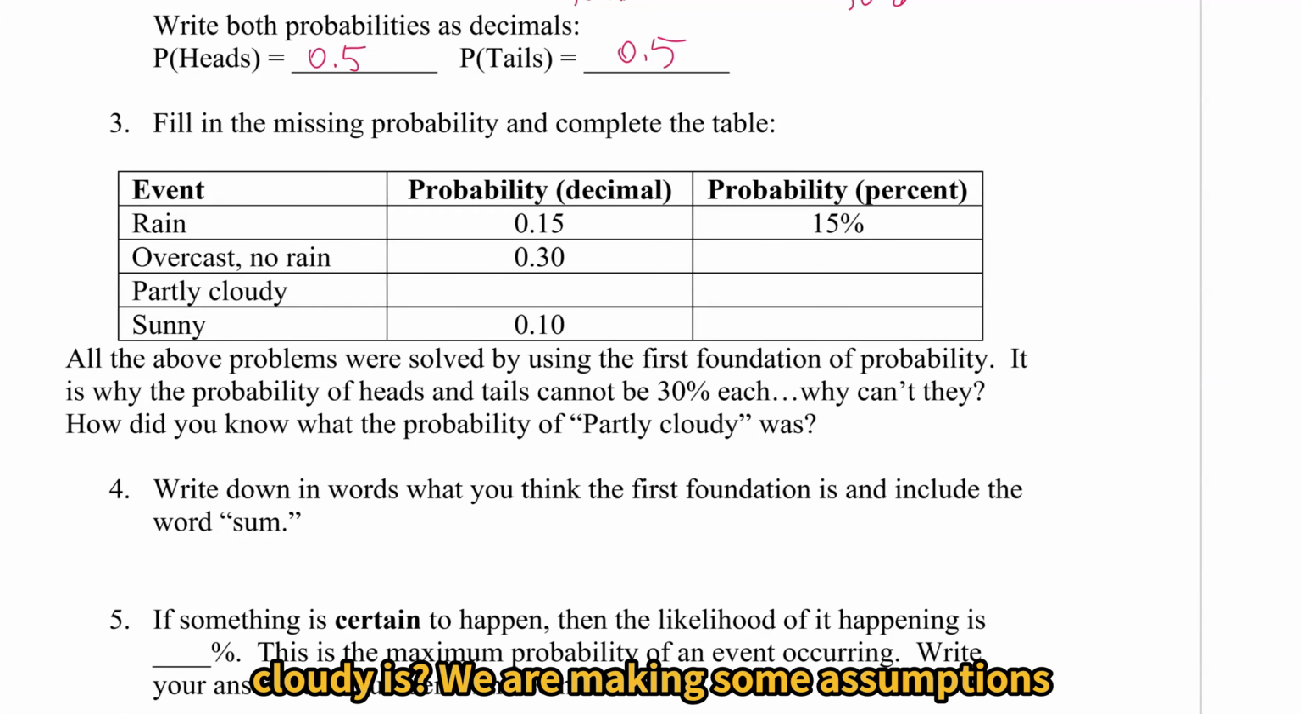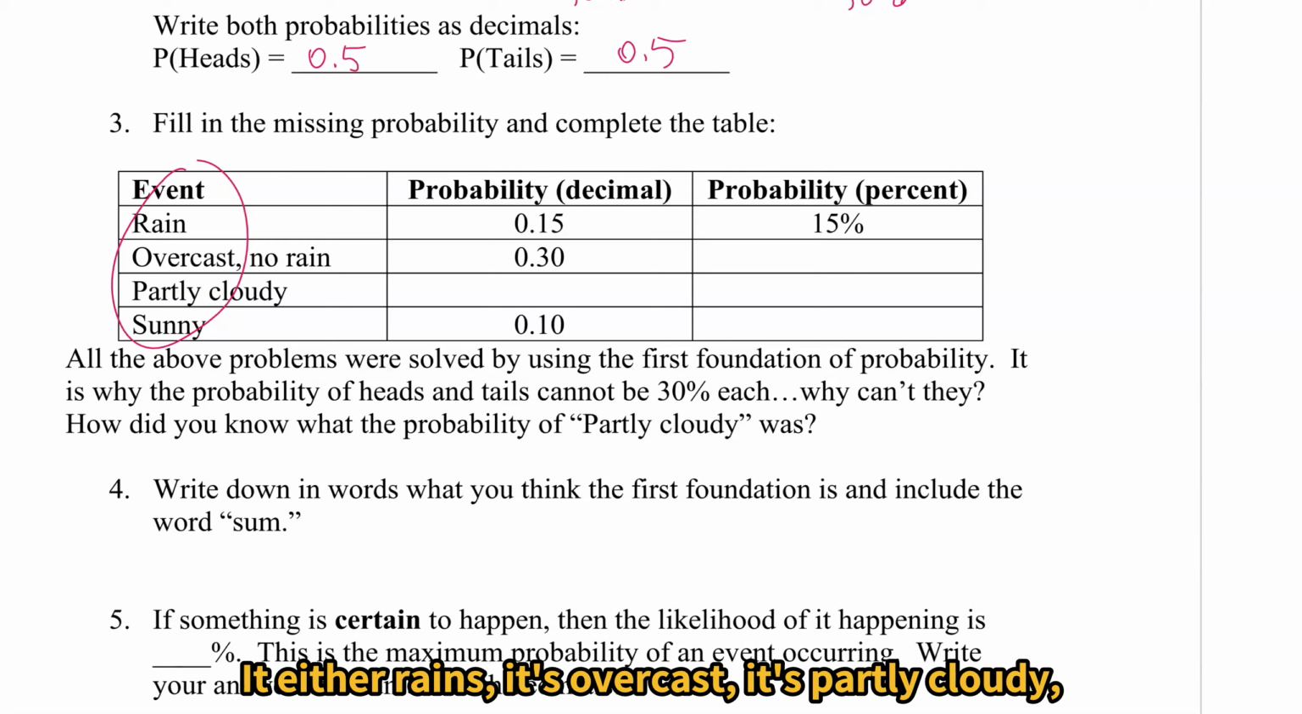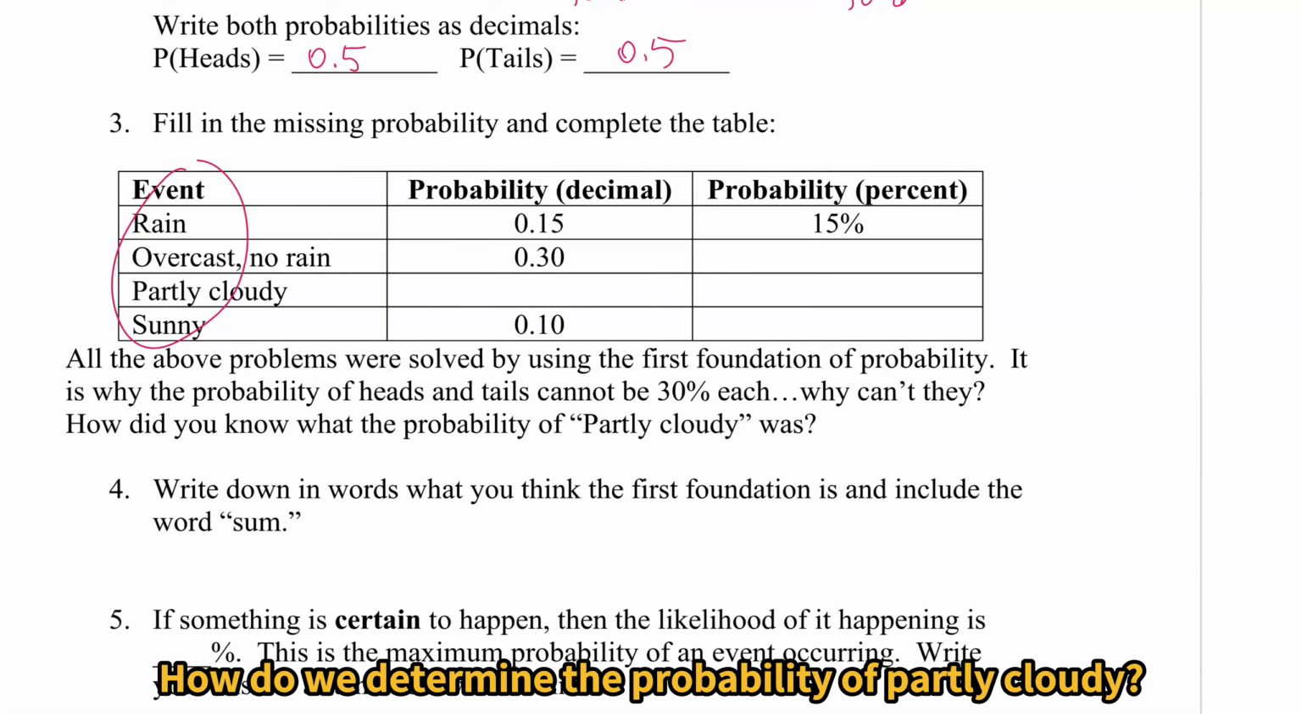We are making some assumptions that these are the only possible outcomes for the day. It either rains, it's overcast, it's partly cloudy, or it's sunny. And we have some probabilities filled in. How do we determine the probability of partly cloudy?